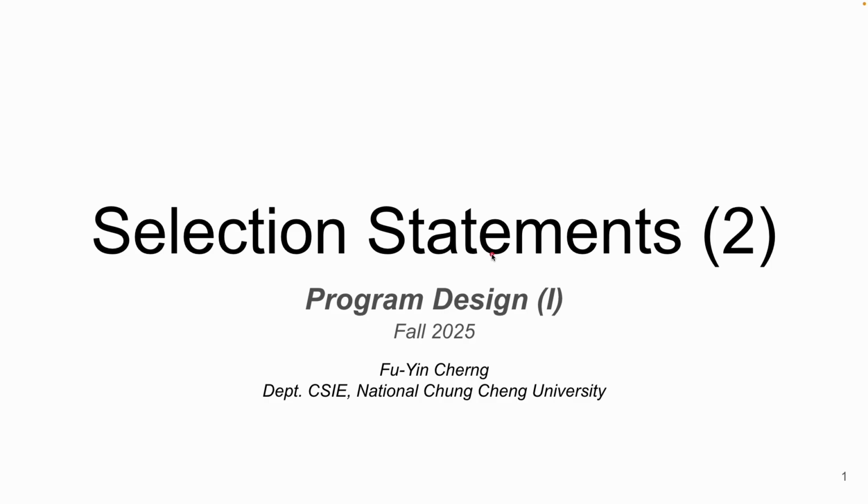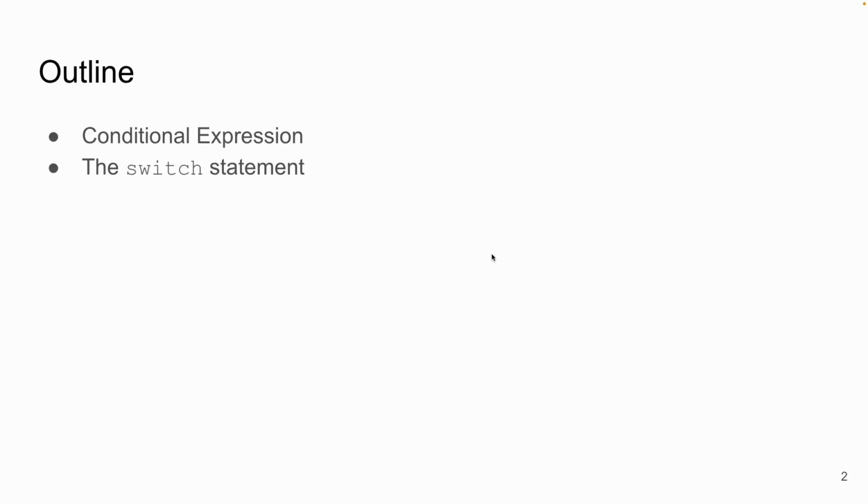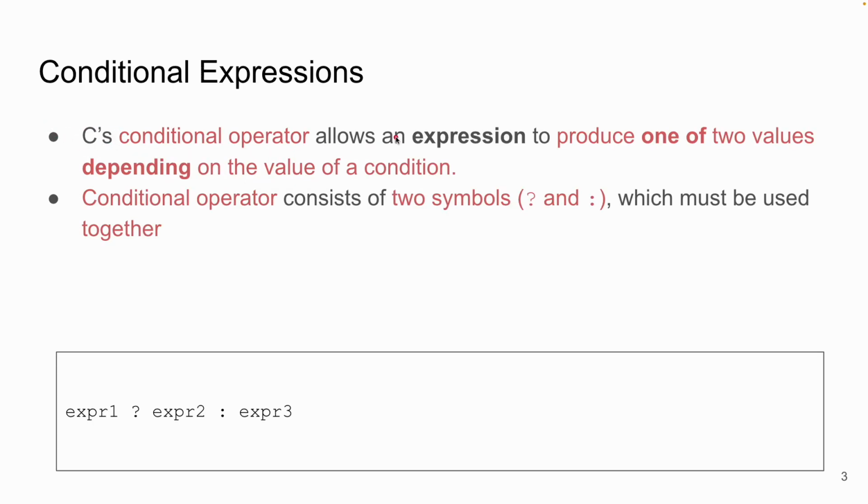Introduce more selection statements, and then we will start to introduce loops in the, I hope, next half of today's lesson. So today we're going to introduce two other things that can help us to do selection in C. The first one is called the conditional expression, and the second is the switch statement. So let's start with the first one.